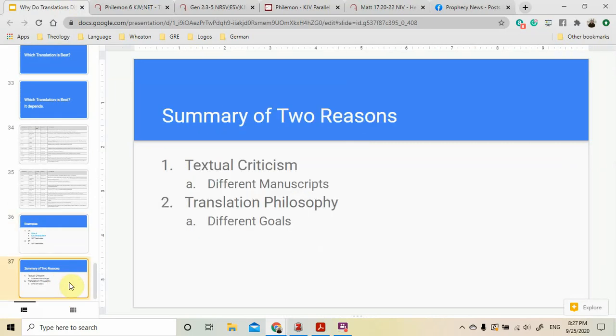And so just to summarize again, there's two reasons. One, it can be a textual criticism reason. There are different manuscripts and different ways of analyzing and weighing the evidence in those manuscripts of what the original reading is. Or two, it could be because the translations have a different philosophy. They may want to clarify the text more or whatever it is. Translations have different goals for why they're translating.